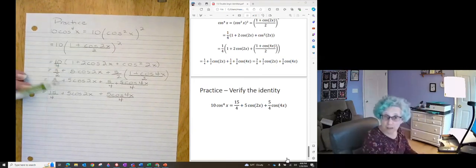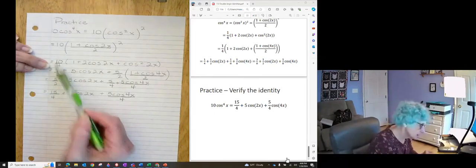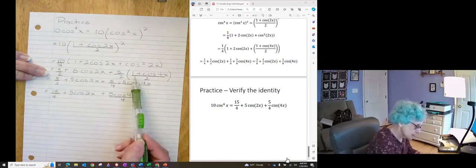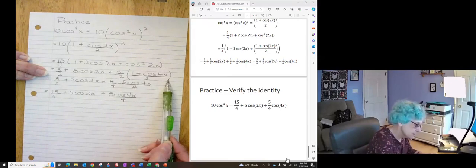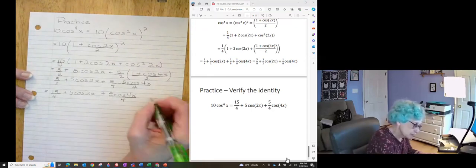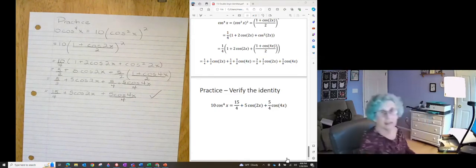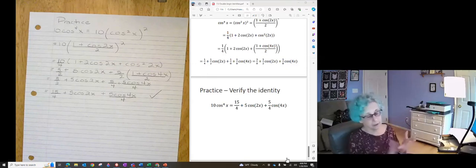But just for practice, I went through and did it again, squared this. I brought the 4 out with the 10, then I rewrote it as 5/2, distributed, did the angle reducing formula again, and ended up with exactly what I wanted. So, getting exact answers and verifying identities. You can do it. We've got one more set of identities to learn, and then you'll have them all ready to go.